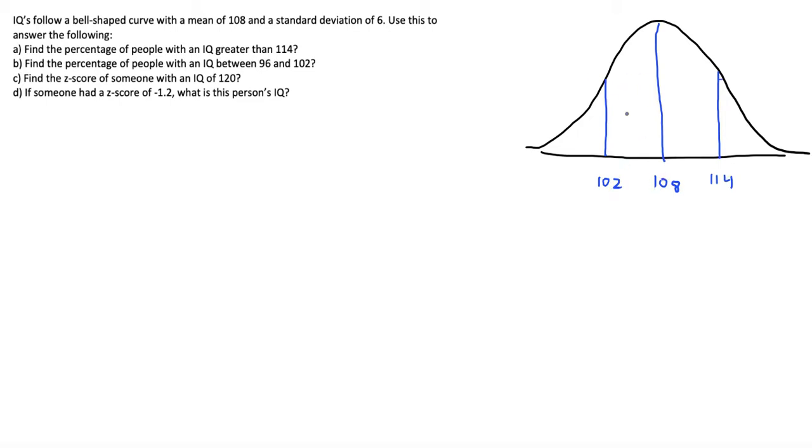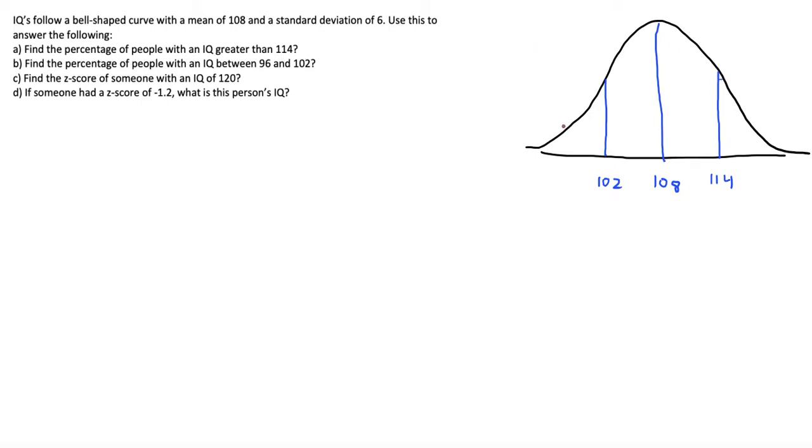But what does this mean? It means that 68% of the population has an IQ between 102 and 114. Okay? And because this is symmetric, well, if this is the middle 68%, then each half here should be 34%. Okay? So those are the conclusions we can make from the empirical rule. We also know that if you go 2 standard deviations away from the mean, that encompasses the middle 95%.